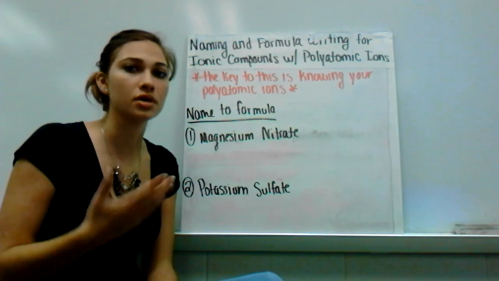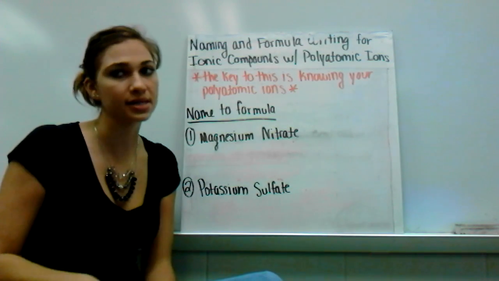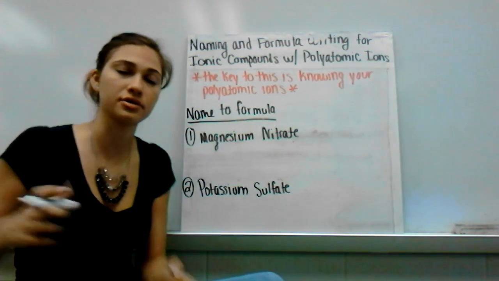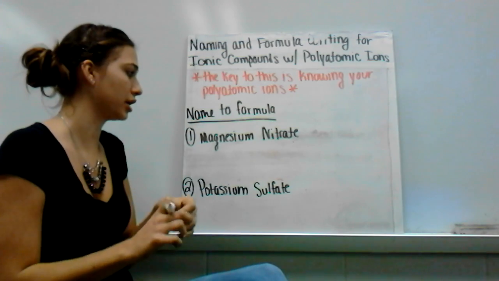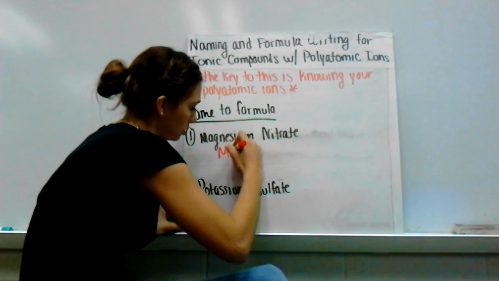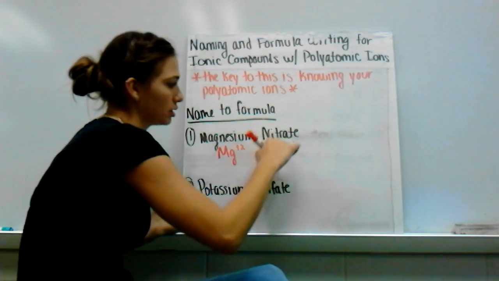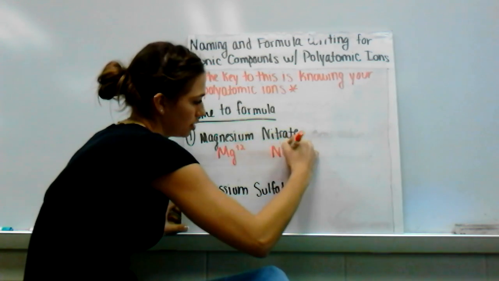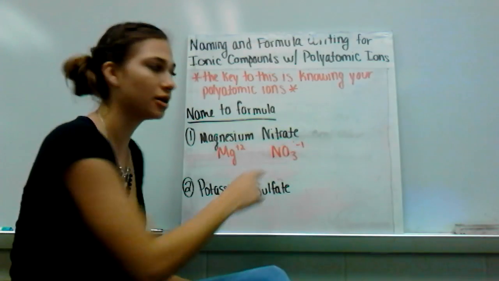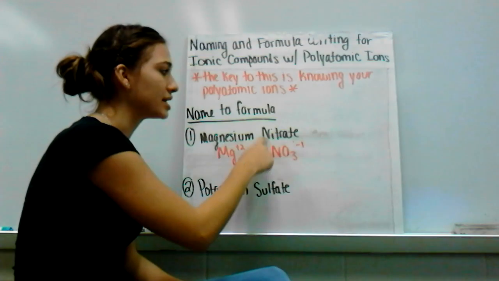Magnesium nitrate. So if we're going from names to formula just like in the past, we have to write the element symbol and figure out its charge and crisscross our charges. So that's exactly what we're going to do here. Magnesium, Mg 2 plus, nitrate, NO3 1 minus.